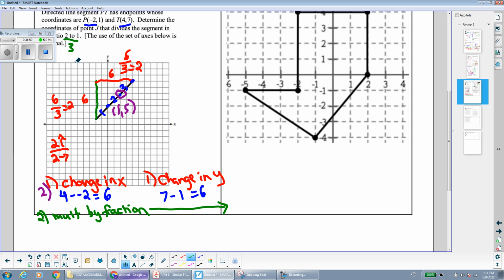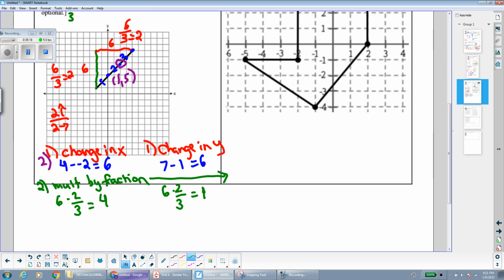A 2-to-1 ratio. So that would be 2/3. So if I take 6 and multiply by 2/3, you can use a calculator for this, I got 4. And over here, if I take 6 and multiply by our fraction 2/3, we should get the same thing. We should get 4.